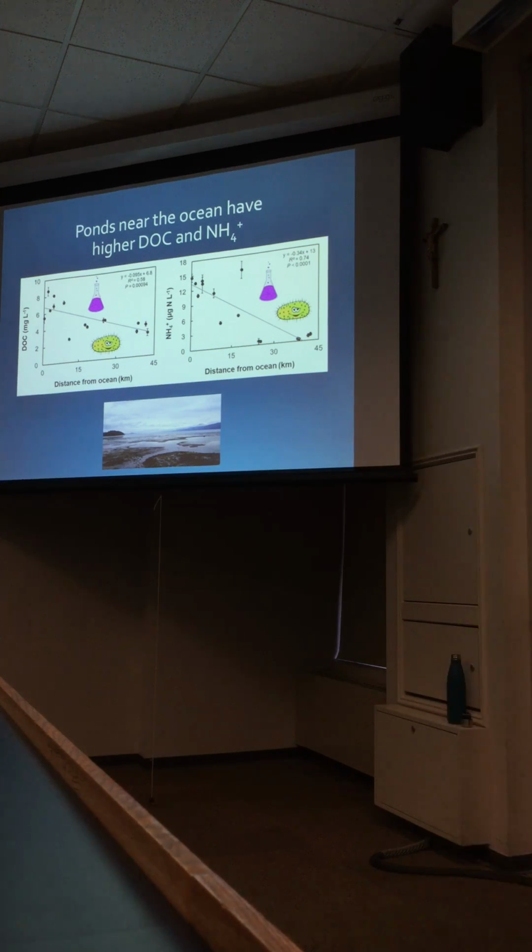We also saw higher ammonium levels, which is just a form of nitrogen, towards the ocean. And essentially, we're not exactly sure what causes that, but we have a couple of different hypotheses. One could be that there is just higher deposition of nitrogen from the atmosphere in those coastal areas. Another is that sometimes there are high nitrogen levels in some of the marine sediments, as well as it's possible that there are higher nitrogen fixation rates by organisms like cyanobacteria closer to the ocean.